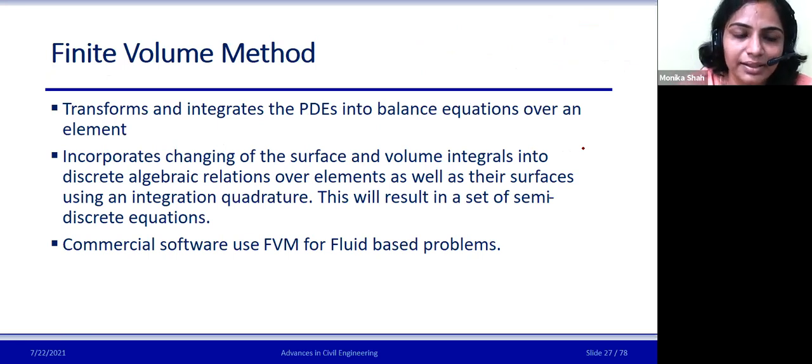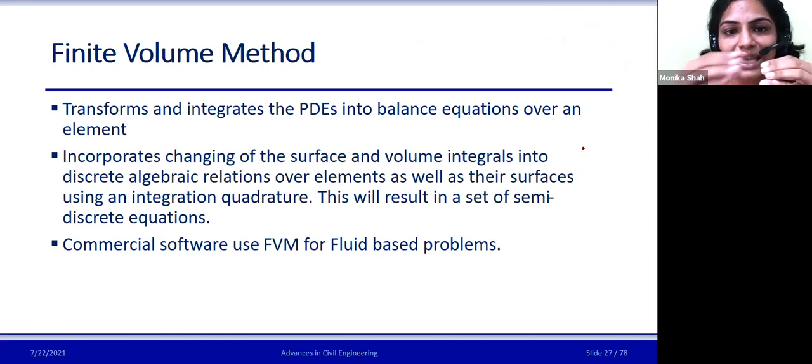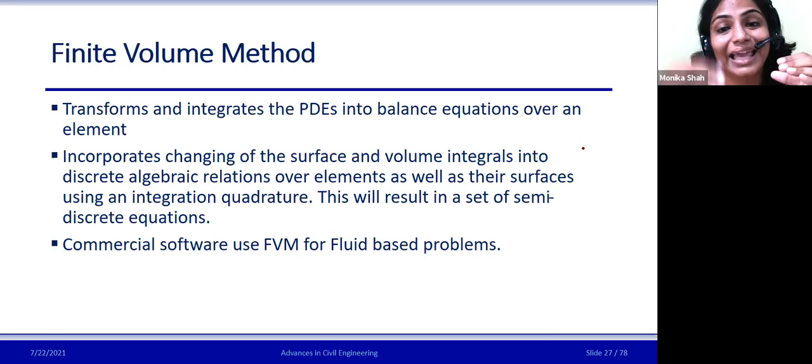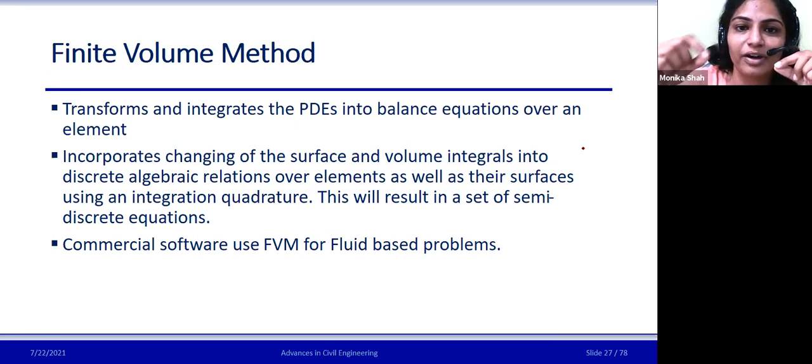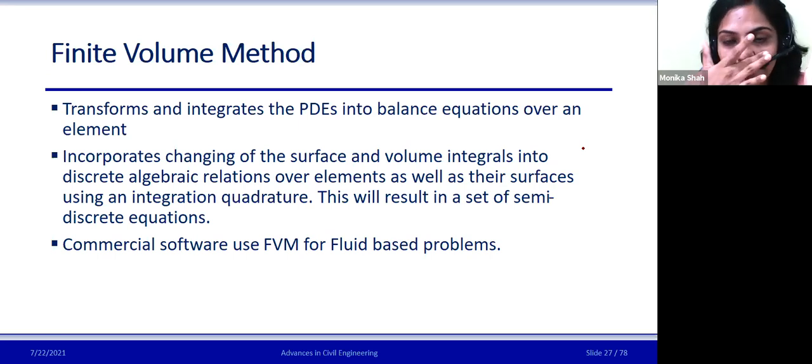The finite volume method is going to transform and integrate that particular partial differential equation into the balance equation over that particular element. So in this case, it works based on the element. The equation will be solved element-wise. In the previous method, the solution was found at the nodes, the single points, whereas here it is found based on the element. When you find it in the integral sense, in those conditions, this will be the prominent solution method. Generally, commercial software solves fluid problems based on the finite volume method.